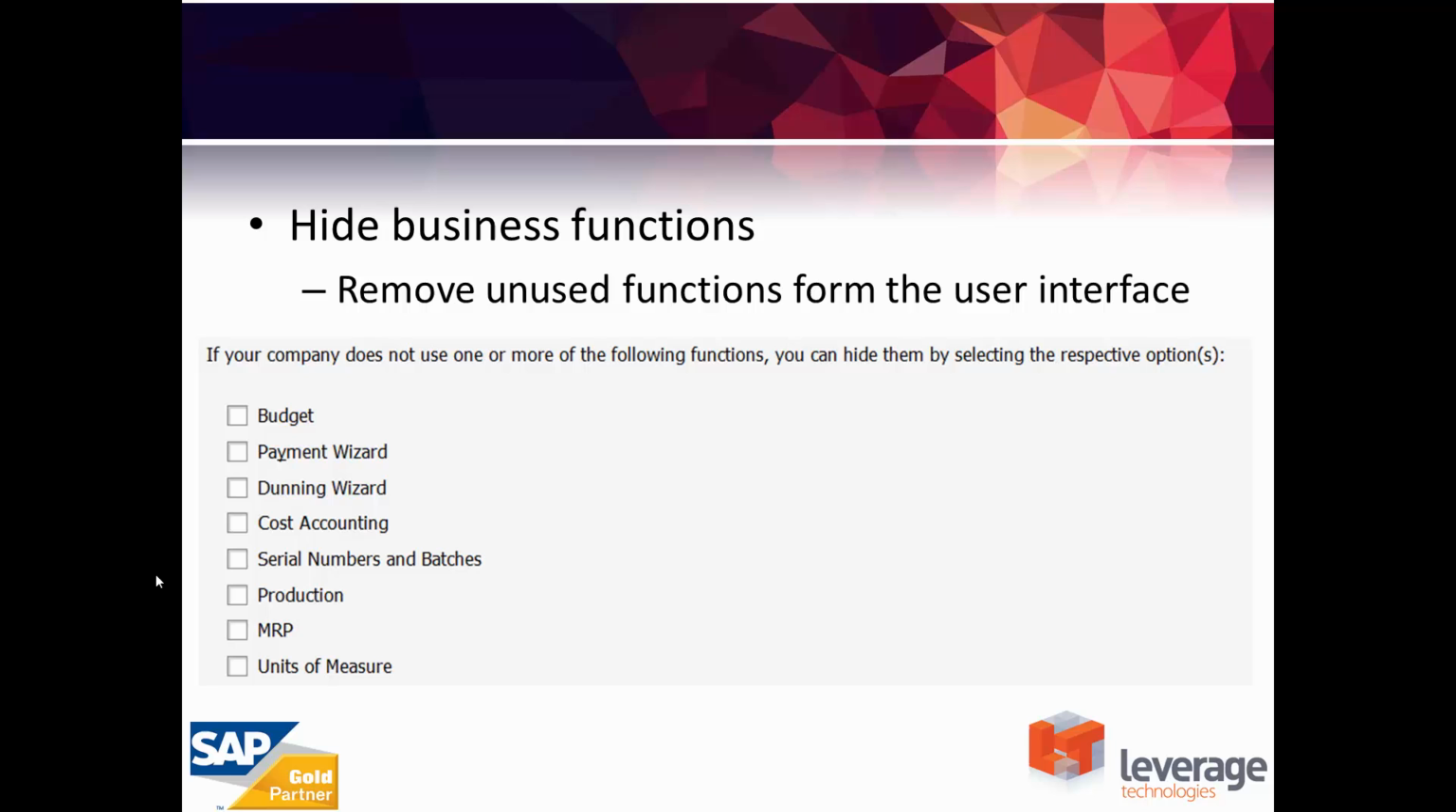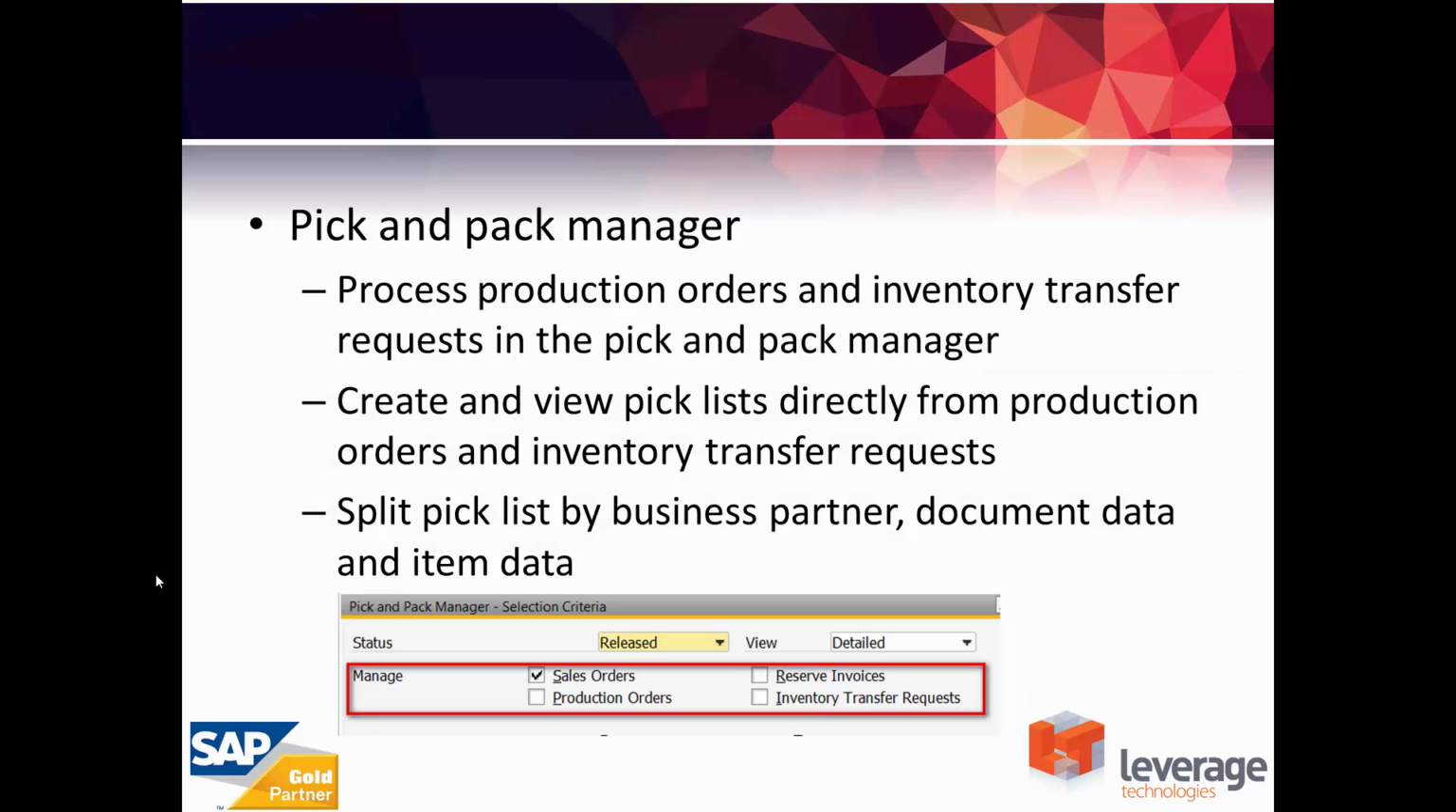Hide business functions. I now have the ability in SAP Business One to hide functions from the user interface. So if someone is not going to use the payment wizard, let's hide it on the user interface, or serial numbers and batches, or production, etc. Again, just have a nice clean user interface and make SAP Business One that much easier for the user to get around, to navigate and to use.